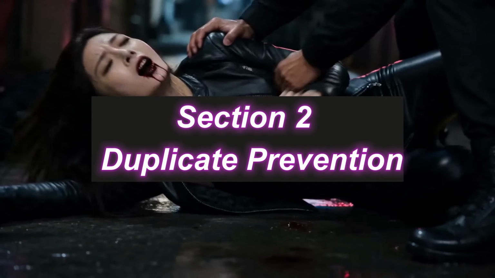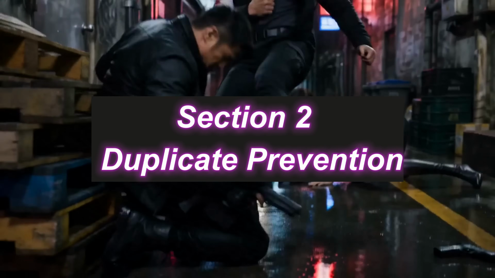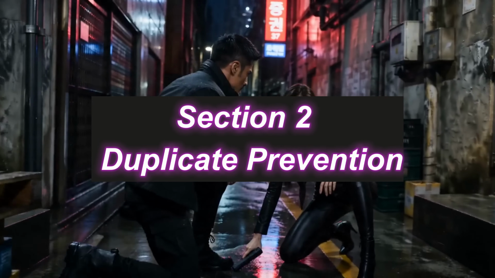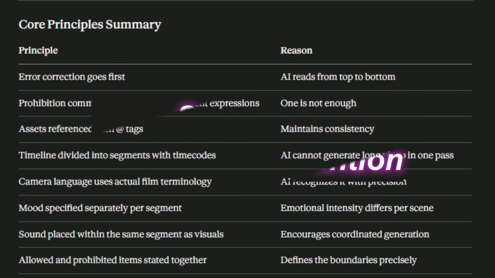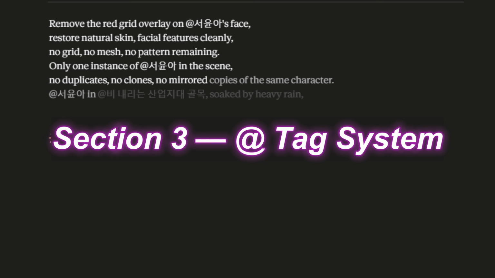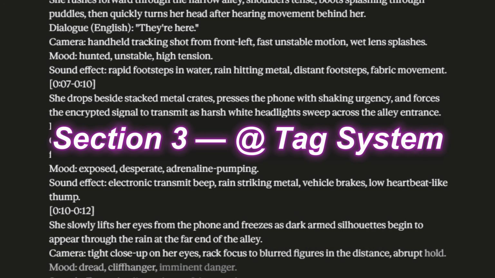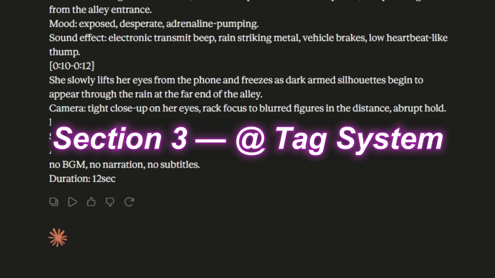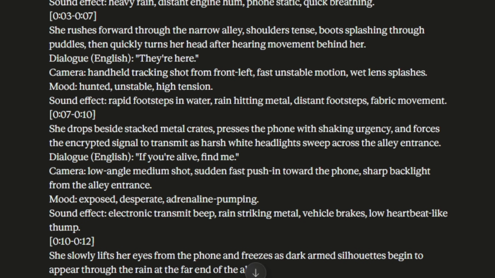Section 2, Duplicate Prevention. AI video models tend to clone characters, so I don't just say it once, I say it 3 different ways. No duplicates, no clones, no mirrored copies. Repetition in different words is what makes it stick. Section 3, at tag system. See these at tags? That's how I tell the AI to pull a predefined character and a predefined background. Without tags, the character's face can change every single scene. Tags lock the asset in.